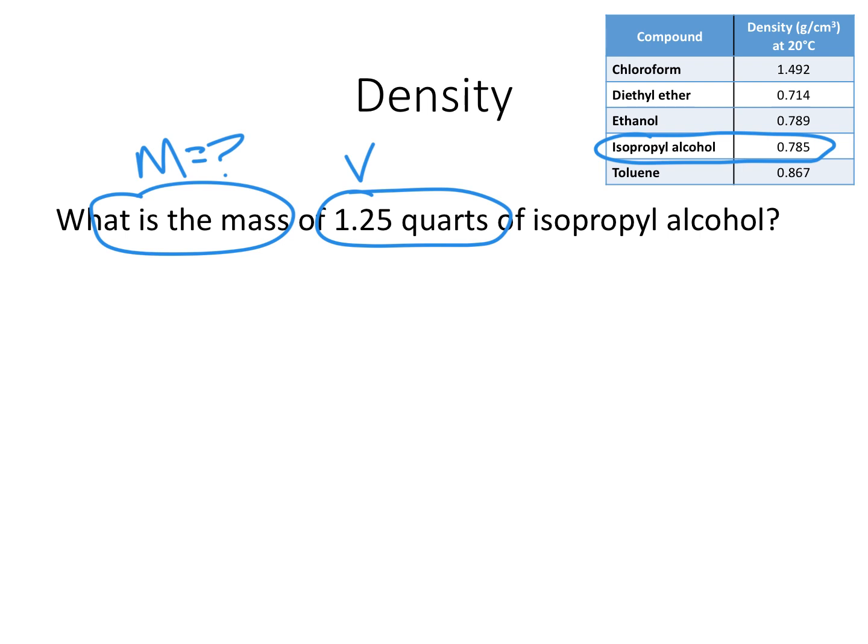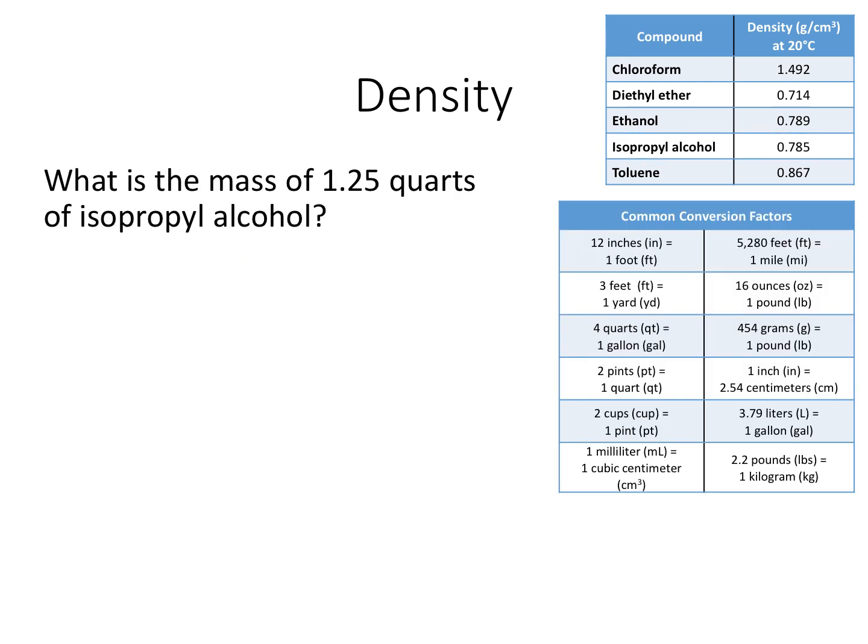So here's my problem. My volume is in quarts. My density is in grams per centimeter cubed or grams per milliliter. And I'm not sure exactly how many quarts there are in a milliliter. So I'm going to need to go back to my other chart and look at my conversion factors.